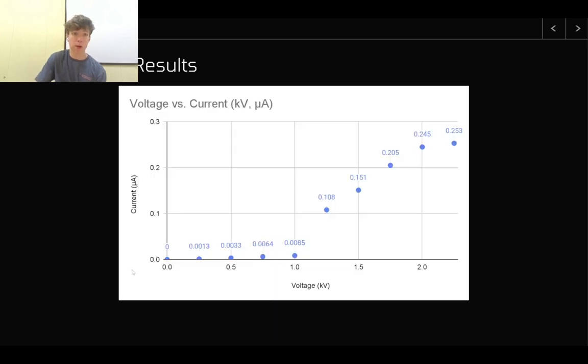So I've gotten some preliminary results here. You can see that around 1.25 kilovolts is when I first really saw that jump of about 100x, and seemingly when this current is increasing, that is when corona is onsetting.